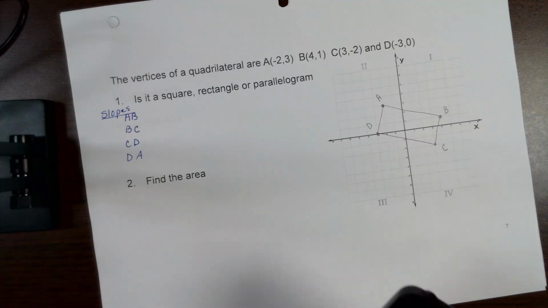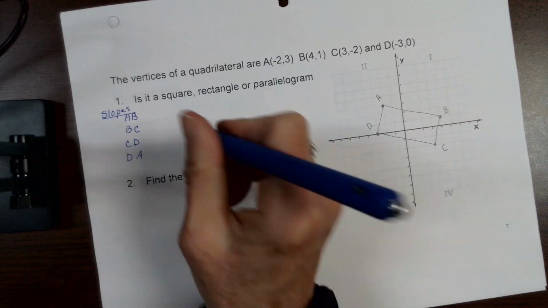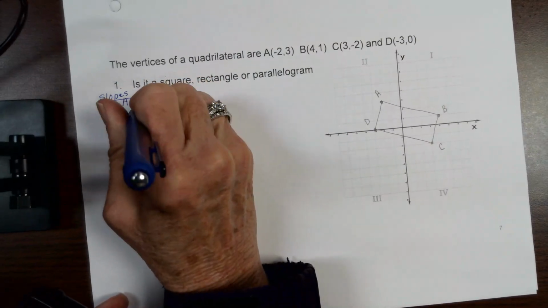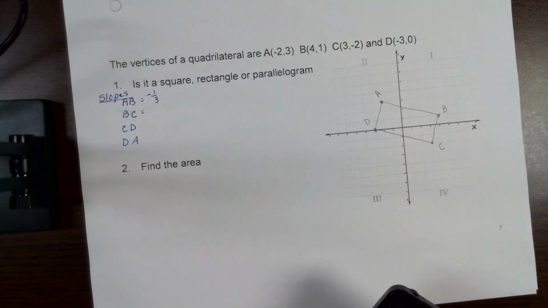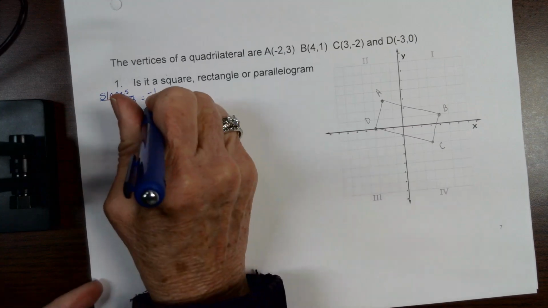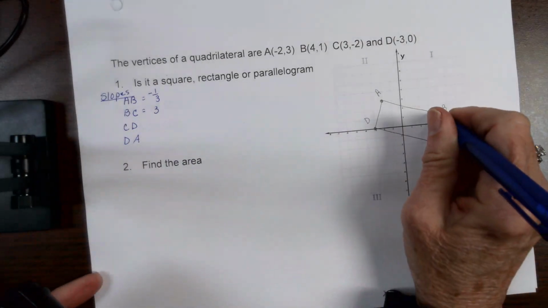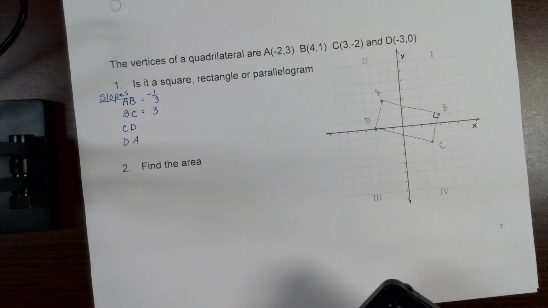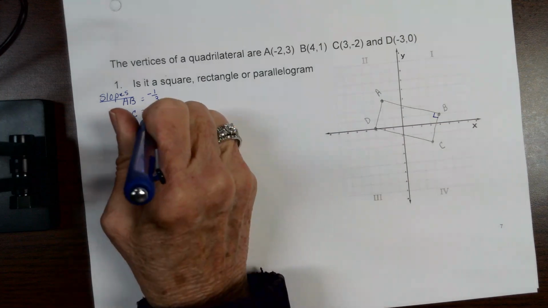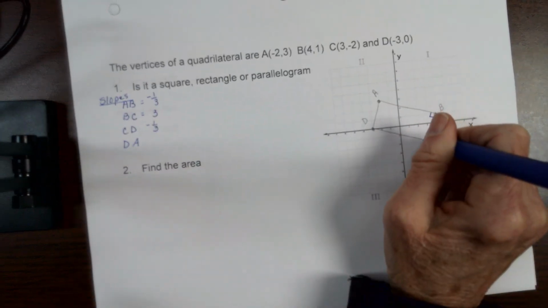Okay, so there's all the sides. I'm again going to use the slope formula on my calculator. So using AB, -2, 3, and 4, 1 gives me a slope of -1/3. BC is going to give me a slope of 3. So far so good. I know that that right there is a 90-degree angle. Okay, CD is going to give me -1/3. So I know that is a 90-degree angle.